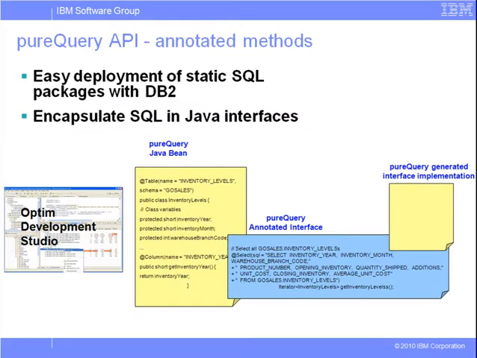The pureQuery annotated method style is designed specifically to support both dynamic and static database access. In this tutorial, you will create a bean that represents a table. You also create an interface that declares pureQuery annotated methods that run SQL statements against this table. From this interface, implementation code is generated for each declared annotated method. You can get started quickly and easily using pureQuery tooling delivered in Optim Development Studio.